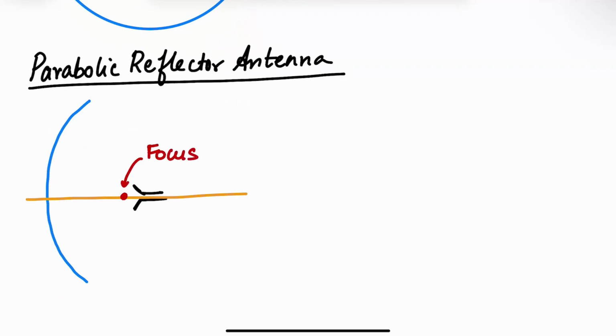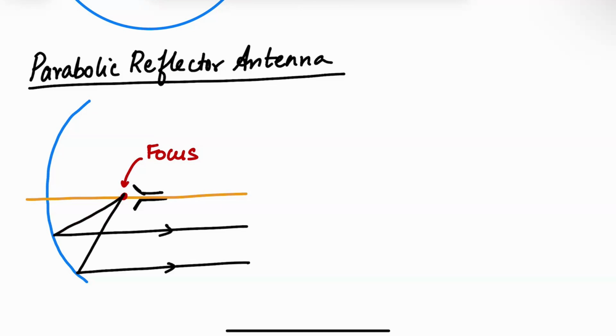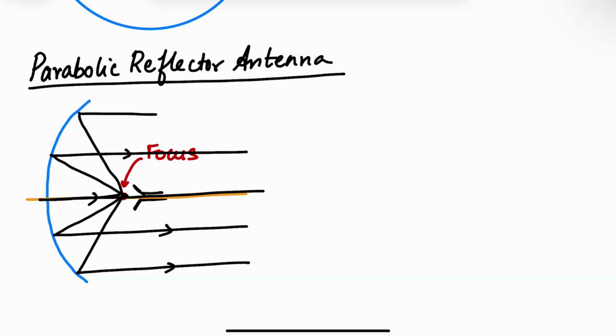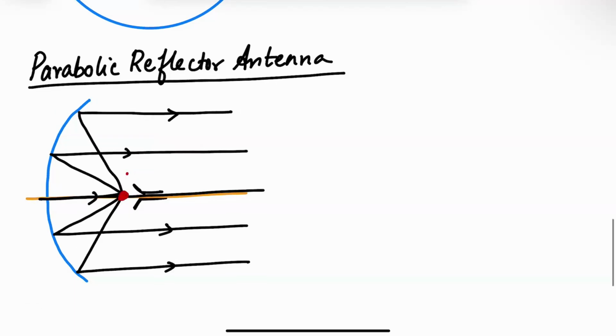Okay, so any ray coming out of this focus hits this parabola and then goes out parallel to the axis of the parabola, right? So that's one of the properties of a parabola. We've seen that before. Okay. So we write this. So this point here is the focus.